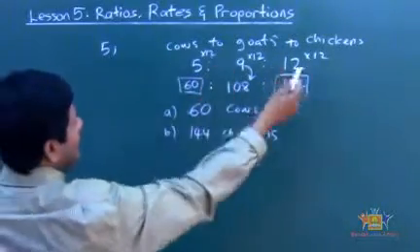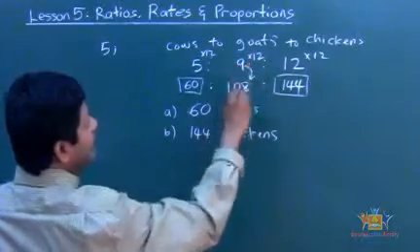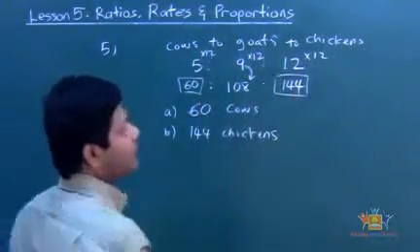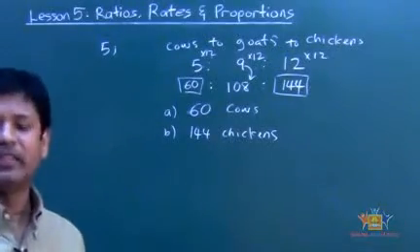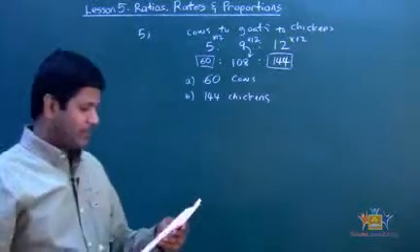You line them up, and then you find out from 9 to 108. So 9 times 12 gives me 108. If I multiply 9 by 12, I have to multiply 5 by 12, and 12 also by 12. There you go, we got it. Okay, good. Let's do problem number 6.